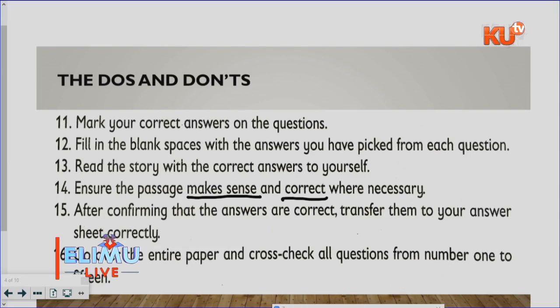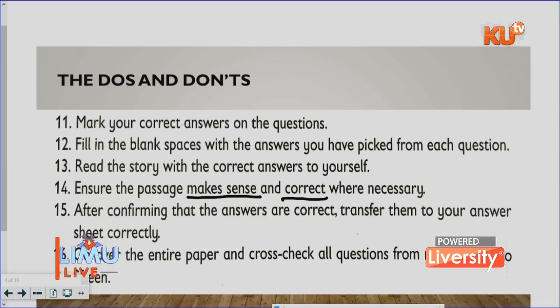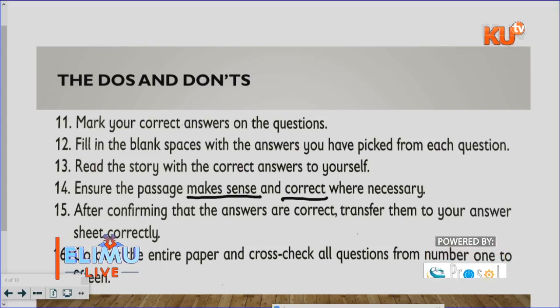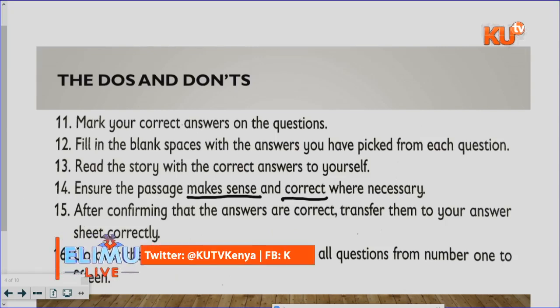Now, there is the next step. After confirming that your answers are correct, transfer them to your answer sheet correctly. Remember, this is a question paper you're dealing with. It is not your answer sheet. So you first do everything in your question paper. So you use it also as your working paper. Then after that, you transfer correctly.